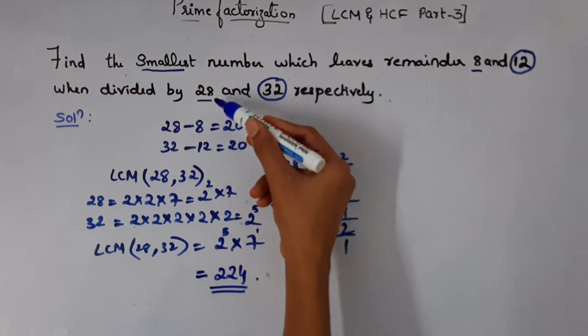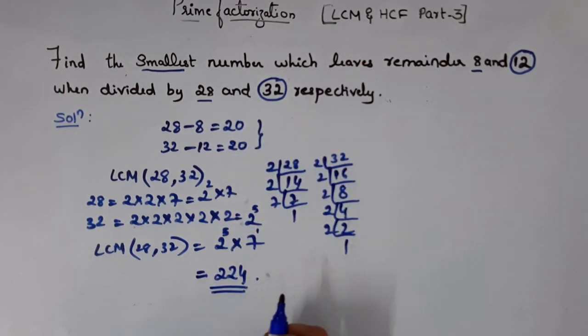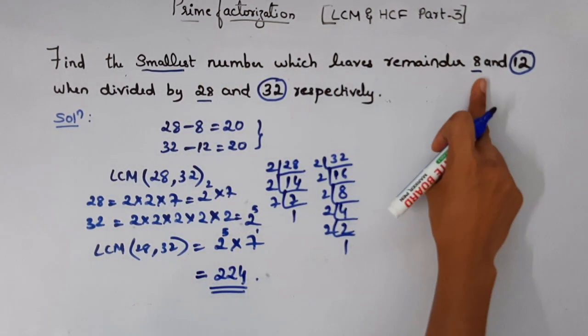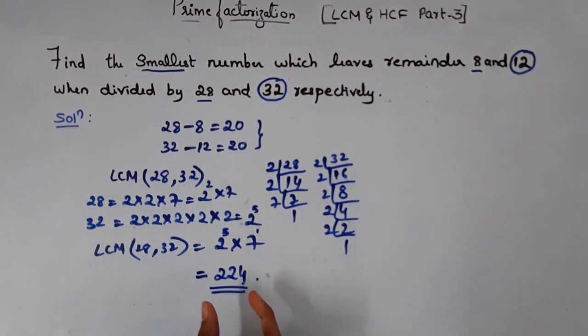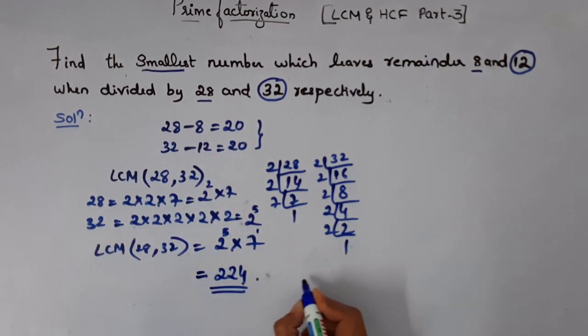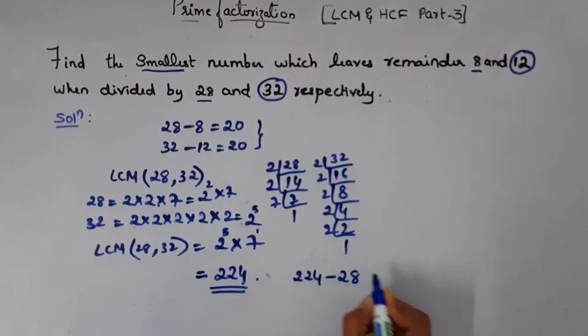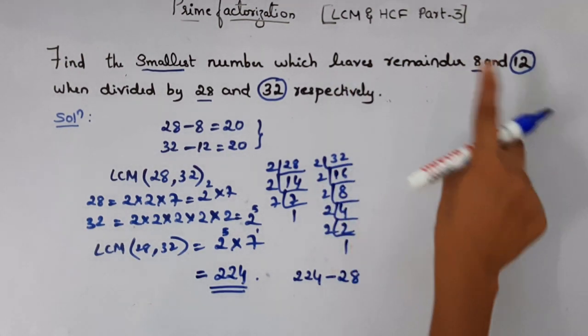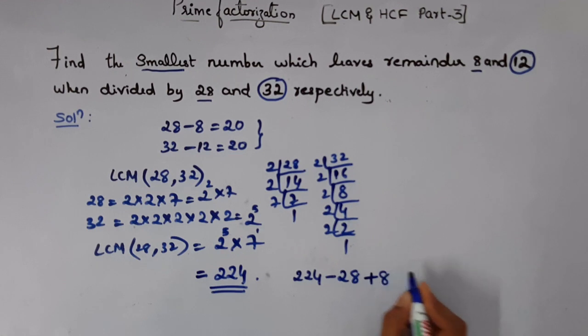So now 28 divides 224 exactly, but we want the smallest number which leaves remainder 8. So you have to take a number just before this number which is divisible by 28 exactly. So that number is 224 minus 28. When you subtract 28 from this number, the number will still be divisible exactly by 28, right? And then it should leave the remainder 8, so you have to add plus 8. So that will be 204.